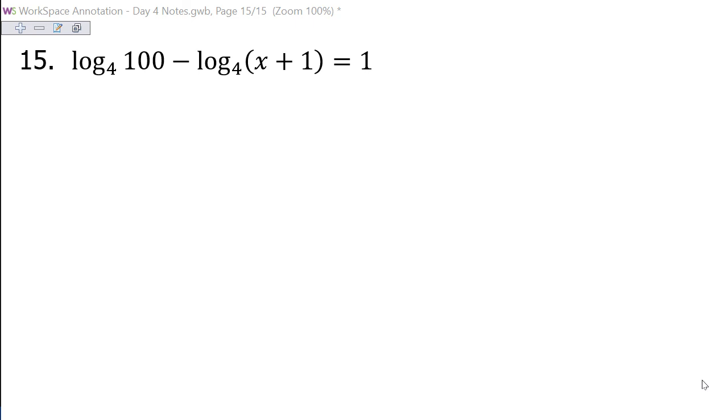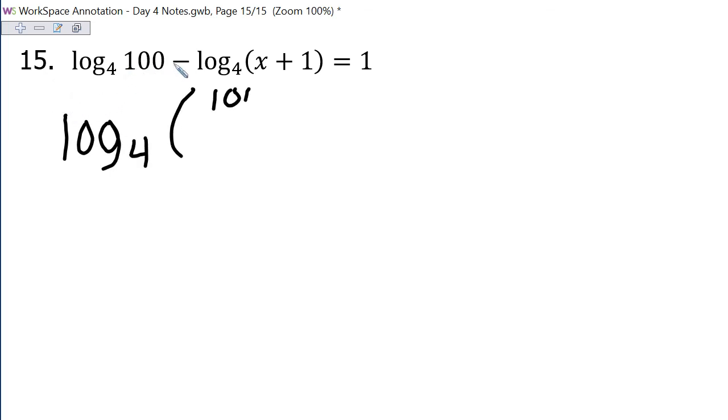Where do I start? What do I do first? Combine them to a single log. So if I see subtraction, what do I change it to? Division. So this would be 100 over x plus 1 equals 1. How many logs do we have? 1. So if you have only one log, how do you solve that?